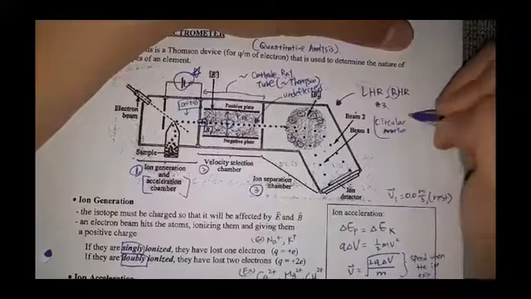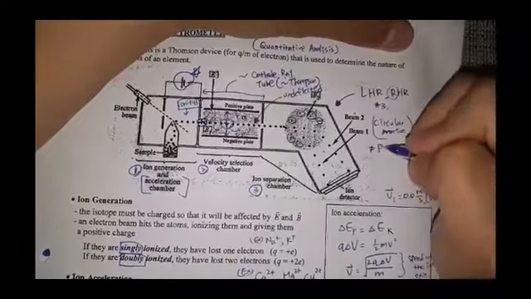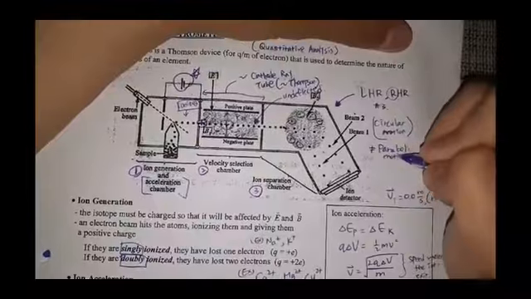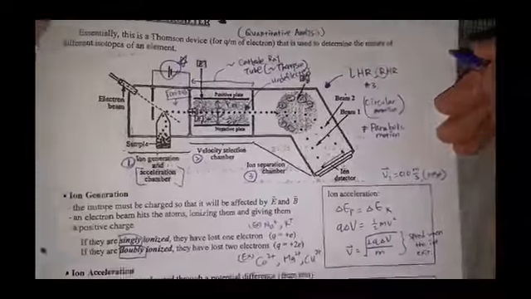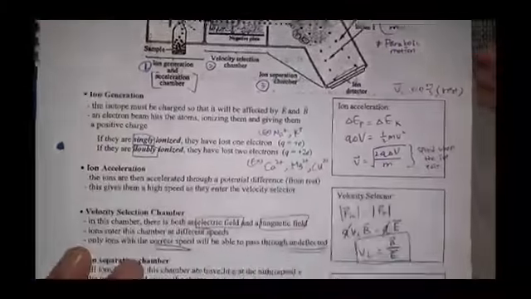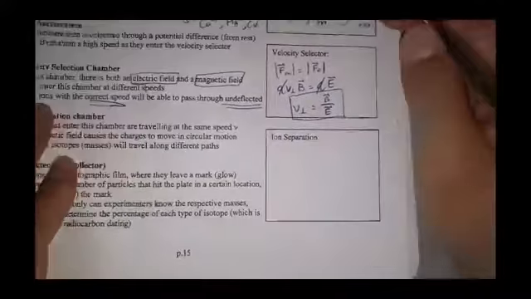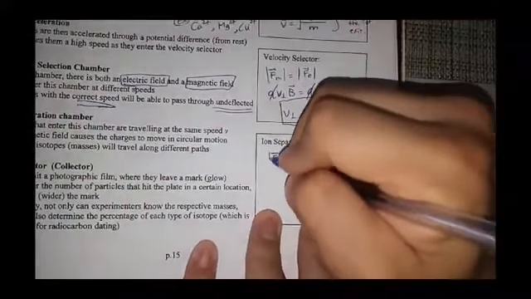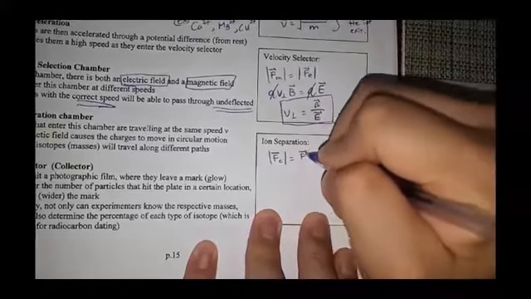One thing that you need to understand is this is not a parabolic motion. This is not throwing a baseball horizontally. It is circular motion done by centripetal force. So the ion separation chamber starts with Fc, that is equal to Fm.